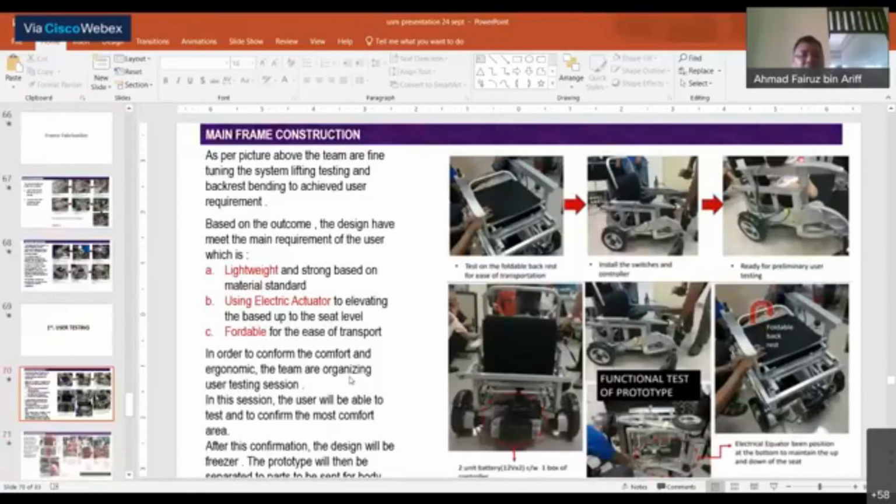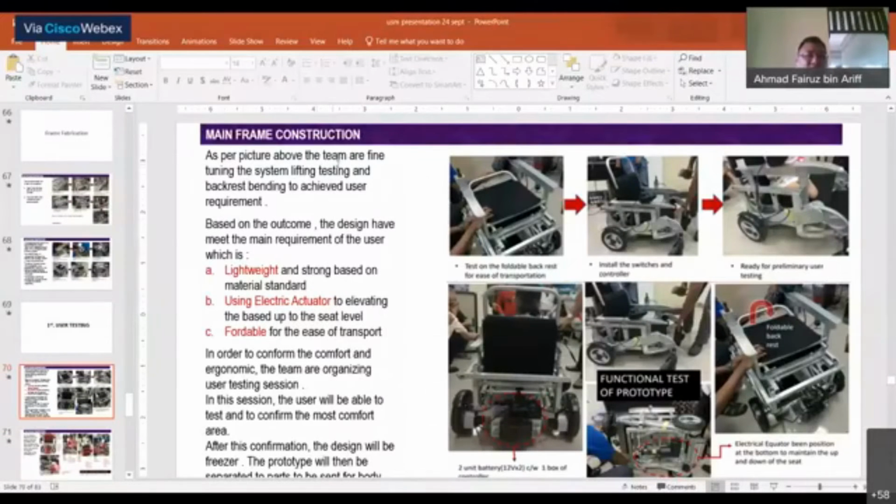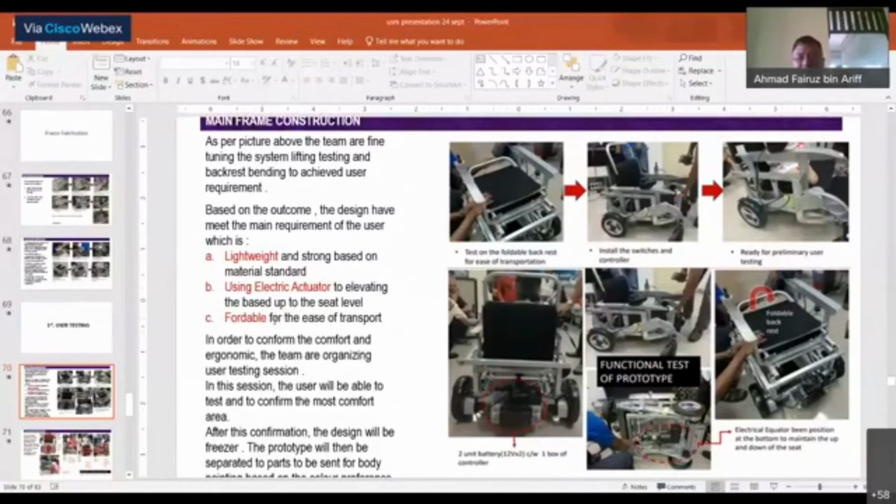Okay, the first user testing. As per picture above, the team are fine-tuning the system, lifting test and background bending to achieve user requirement. So lightweight material, we use high-grade aluminium, using equator to elevate the base of teeth level. This is equator. Foldable, as you can see, this is foldable. So we have met three criteria. So therefore, this thing can be put inside the car.